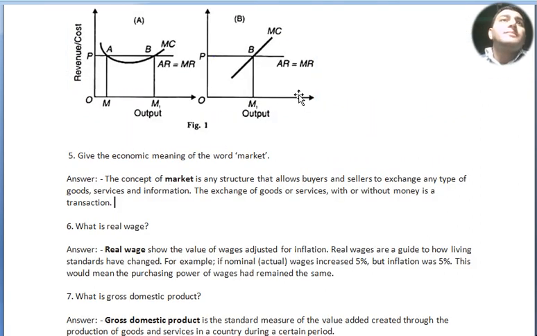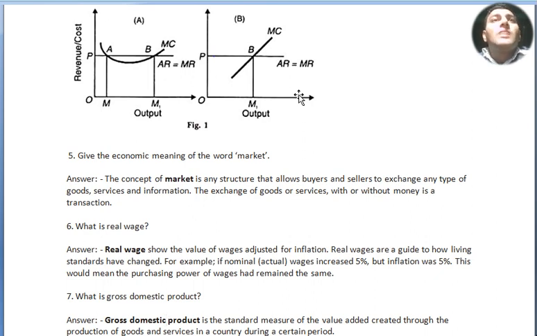Question number 5. Give the economic meaning of the word market. The concept of market is any structure that allows buyers and sellers to exchange any type of goods, services and information. The exchange of goods or services with or without money is a transaction.